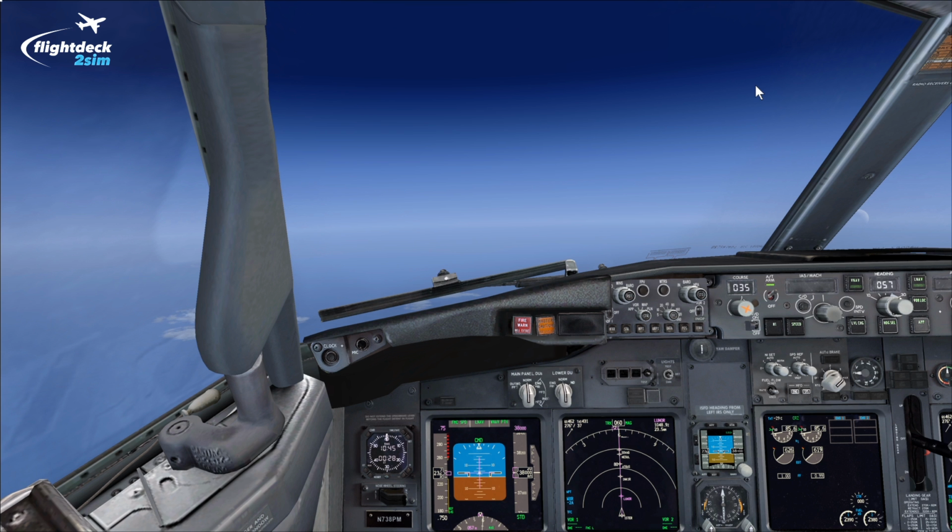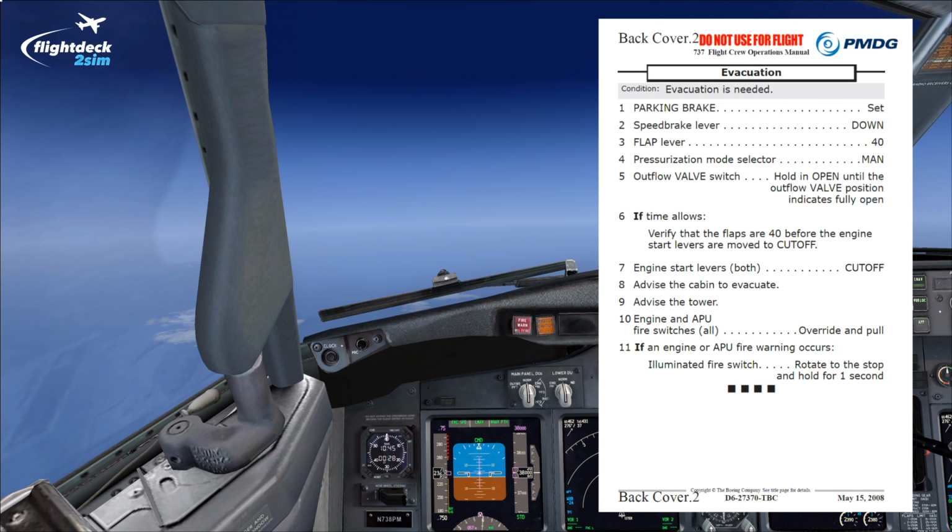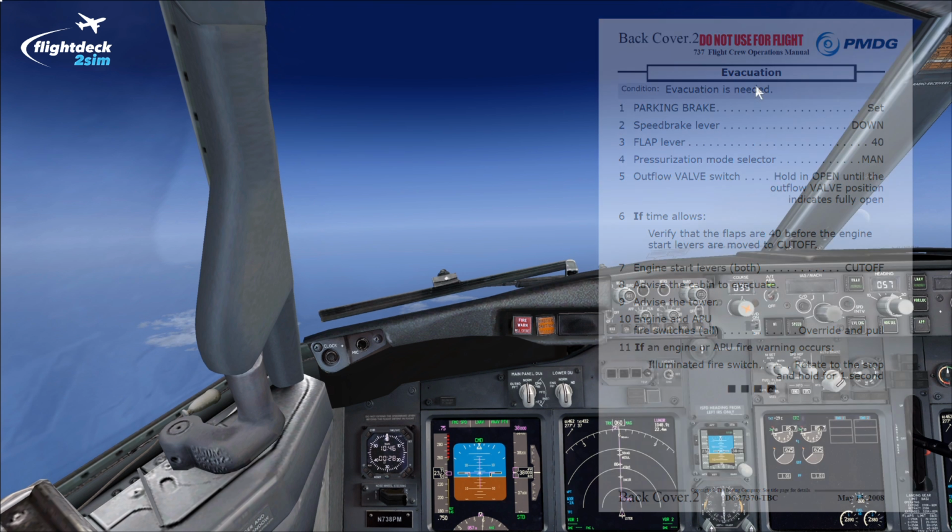And then very importantly, on the back of the QRH we have the evacuation checklist, which isn't done by memory. You read and do that checklist from the back of the QRH.